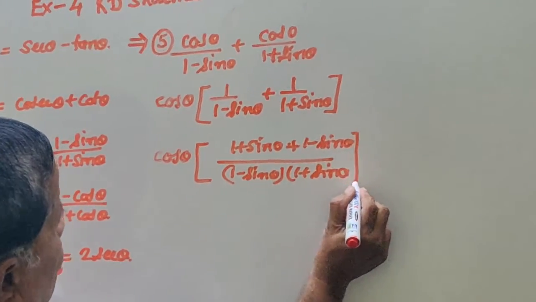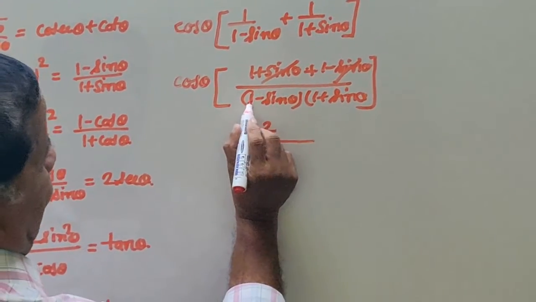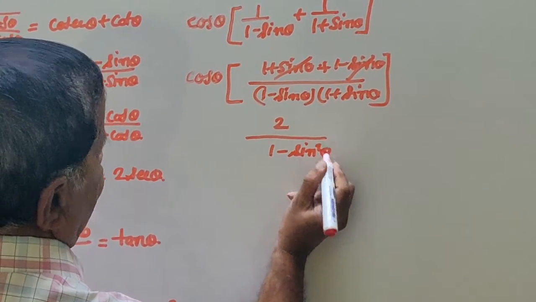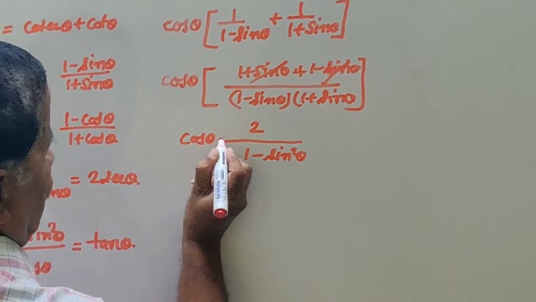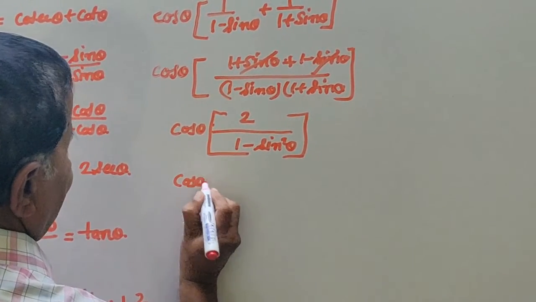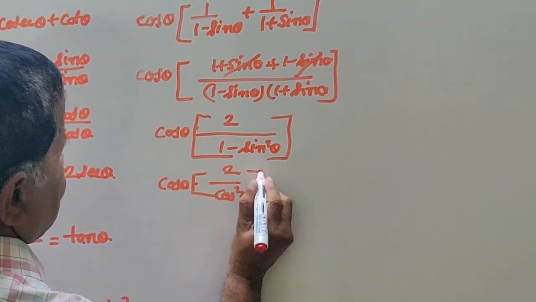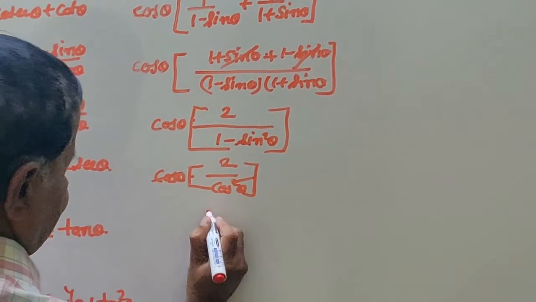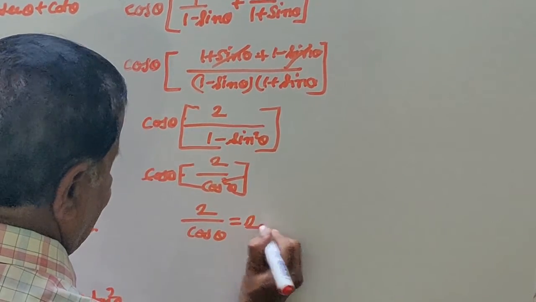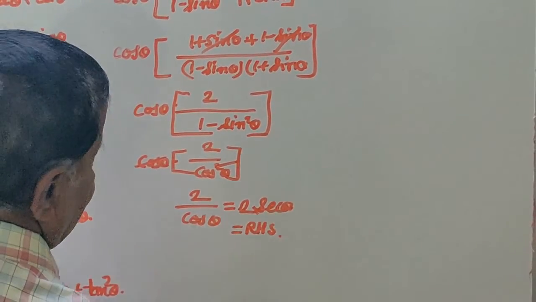Now in this, sin theta gets cancelled. 1 plus 1 is equal to 2. a plus b, a minus b, I can write down as 1 minus sin square theta. Now this is given as cos theta. 1 minus sin square theta is equal to cos square theta. So we get 2 cos theta upon cos square theta. Now this cos theta will get cancelled, leaving 2 upon cos theta, and 1 upon cos theta is sec theta. So my answer is 2 sec theta, that is equal to RHS. Do you understand this one?